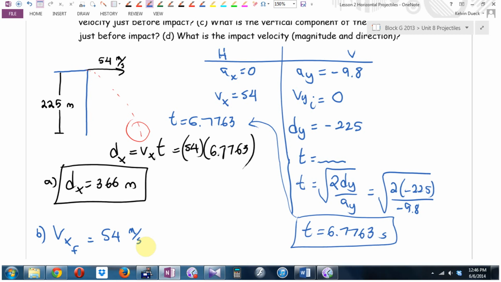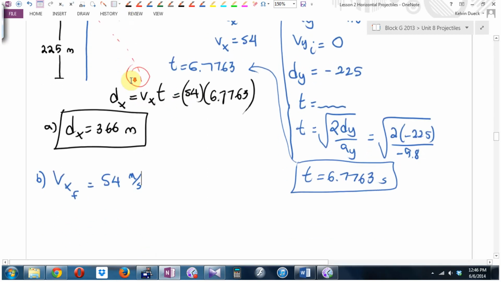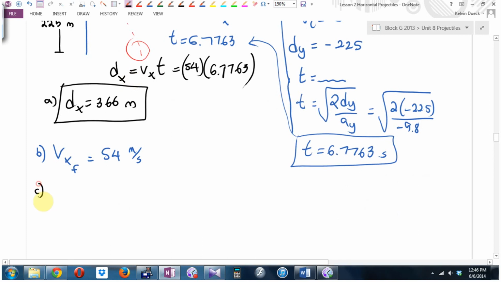Trev, what's part C want me to find? The vertical velocity. More specific, just before impact. Ah. Listen to Kai. Well, in physics, not anywhere else. Okay.